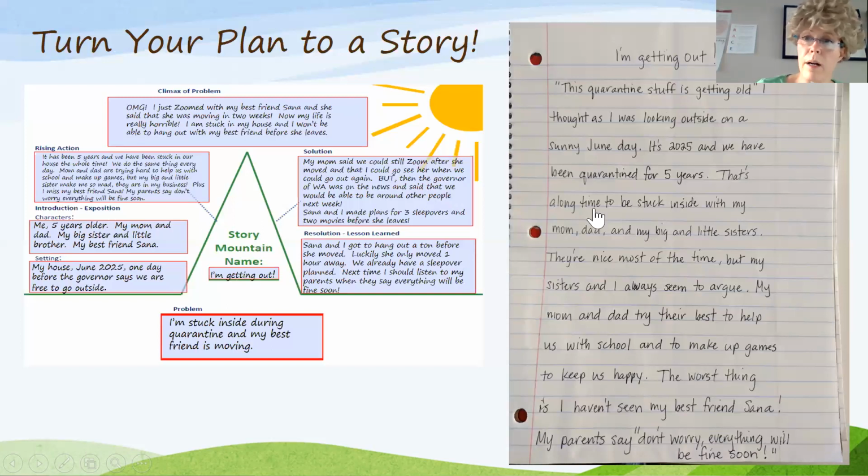So look, the first part is just kind of giving a setting, a place, and the characters so we know what's going on. They're nice most of the time, but my sisters and I always seem to argue. My mom and dad try their best to help with the school and to make up games and keep us happy. The worst thing is I haven't seen my friend Sana. My parents say, don't worry, everything will be fine soon. So that's taking this and putting it here on my story. I added a little bit and I changed the order a little bit, but it's taking this idea and writing it in my story. And then next, I would go into my climax and then my solution and my resolution.